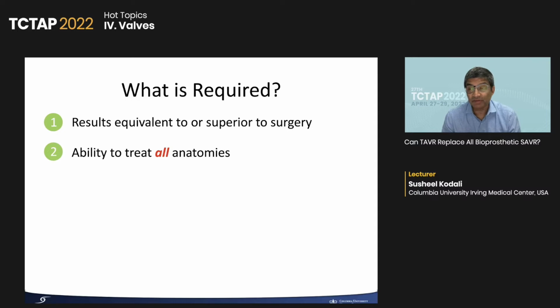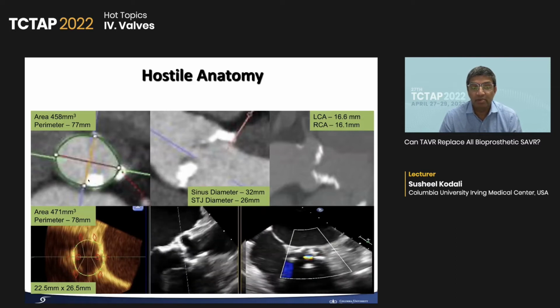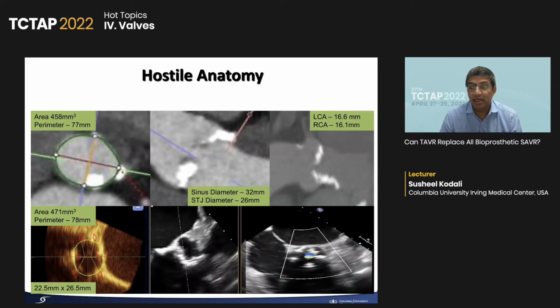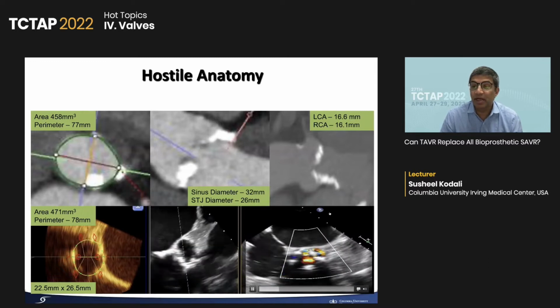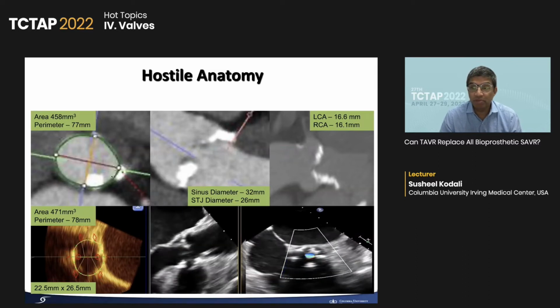And so for TAVR to really treat all anatomies, to replace SAVR, it has to have the ability to treat all anatomies. And the question is, these are just some examples, you know, bulky calcium, effaced sinuses, bulky LVOT calcium, aortic root sort of pathology. Is TAVR going to work in these anatomies? And yes, can you do it? Probably, but you're going to get leak in some of these patients.